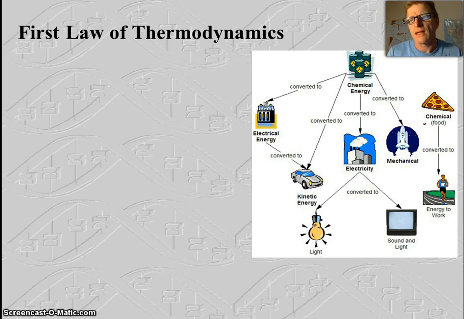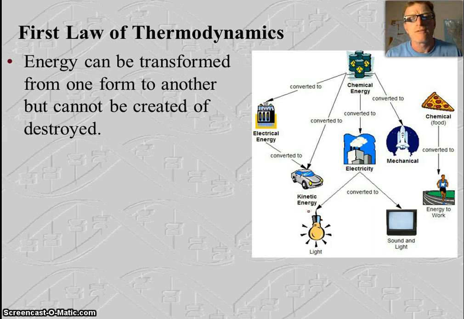So we know that energy can be converted from one form to another. Power plants burn fossil fuels, chemical energy, to produce electricity. Then we can convert that electricity into light, or into sound and light and music and whatever. Okay, so the first law of thermodynamics basically says that energy can be transferred from one form to another, or transformed from one form to another, but it cannot be created or destroyed.